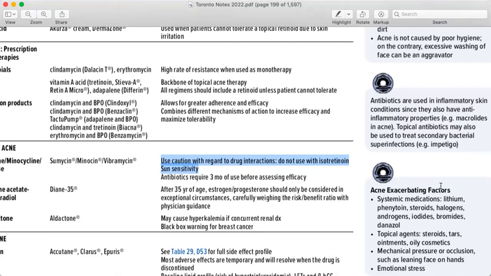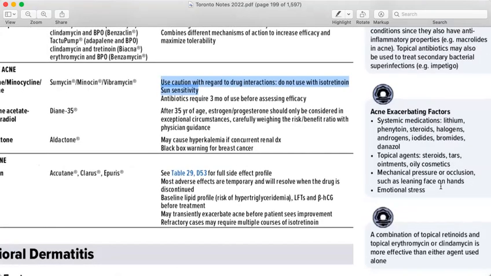Acute exacerbation factors are if they are using any medication like lithium, phenytoin, steroids, and then androgens, danazol, these ones. Then coming to topical agents, this is steroid, tars, ointment. Then mechanical pressure or occlusion can be a cause of acute exacerbation, then emotional stress.